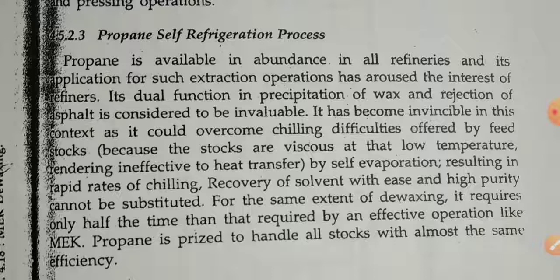In our previous lecture we saw the methyl ethyl ketone process. Let's start. Propane is available in abundance in all the refineries, and its application for such extraction operation has aroused the interest of the refineries. Its dual function in precipitation of wax and rejection of asphalt is considered to be invaluable. It has become inevitable in this context as it helps overcome chilling difficulties.